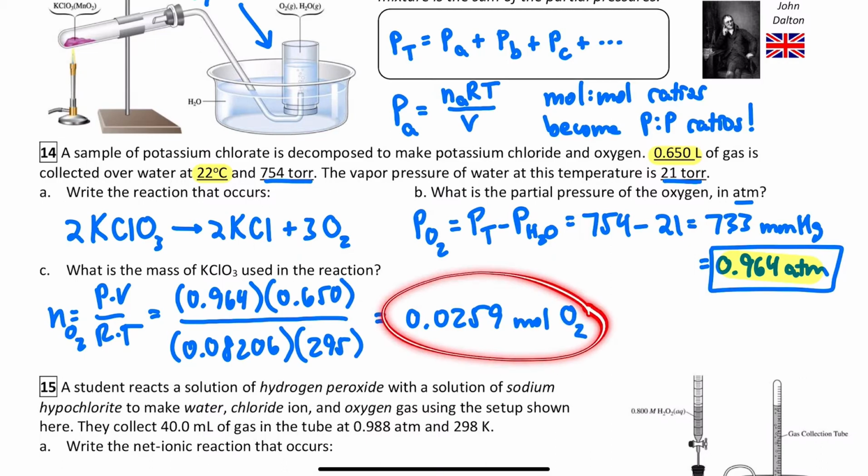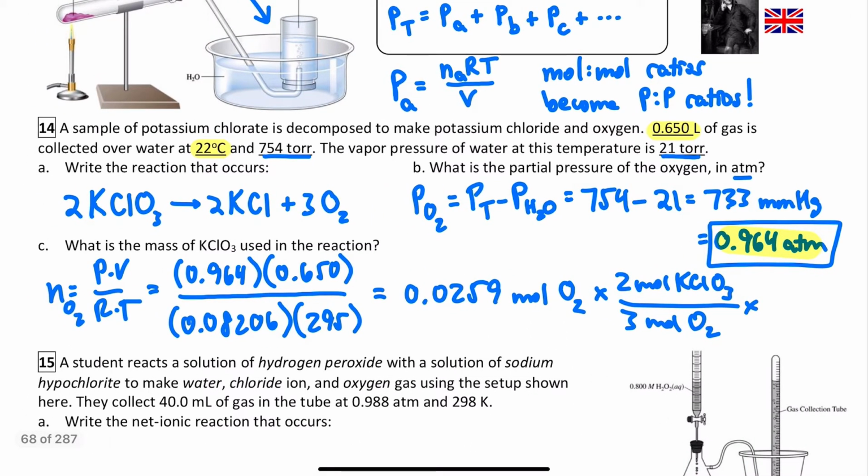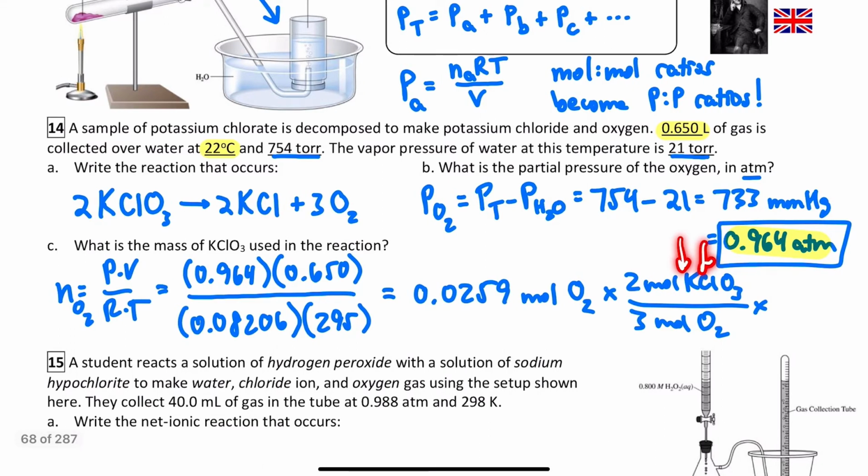How do I take my moles of oxygen and turn it into a mass of potassium chlorate? Well, let's first figure out how many moles of potassium chlorate I have. There's a 2 to 3 ratio. So I can just take this numerical value and say there's 2 moles of KClO3 divided by 3 moles of O2, and then to turn it into a mass, get the molar mass of potassium chlorate. 1 potassium plus 1 chlorine and 3 oxygens is 122.55 grams per mole. You plug all that in, you get 2.12 grams of the chlorate.